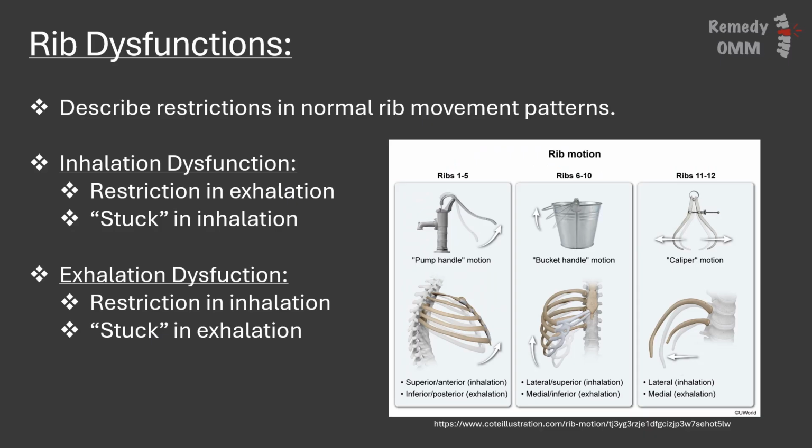There are two main rib dysfunctions you need to know: inhalation dysfunctions and exhalation dysfunctions. These classifications describe restrictions in the movement pattern of a rib or group of ribs. Remember, a somatic dysfunction is named for the direction of ease, so knowing the normal rib movement patterns, we can diagnose rib dysfunctions by palpating them and observing where a restriction may be and which ribs are involved.